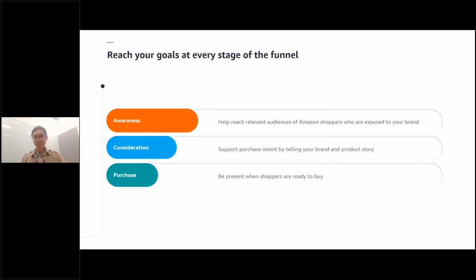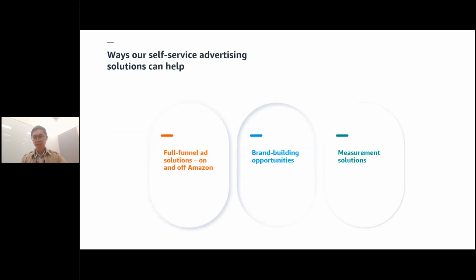So essentially, the way our self-service advertising solutions can help is that we will want to adopt a full funnel ad solution. Instead of just focusing on one ad product, there are multiple different touch points when consumers search, browse, and do a bit of digging before they actually buy the product. So you want to be present at every touch point on and off Amazon.